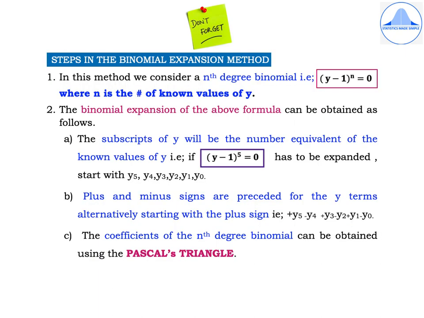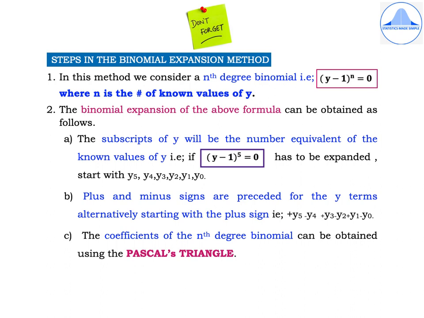Let us now learn the steps in the binomial expansion method. The first step is, in this method, we consider an nth degree binomial, that is (y minus 1) to the power n equal to 0, where n is the number of known values of y. The second step, the binomial expansion of the above formula can be obtained as follows.